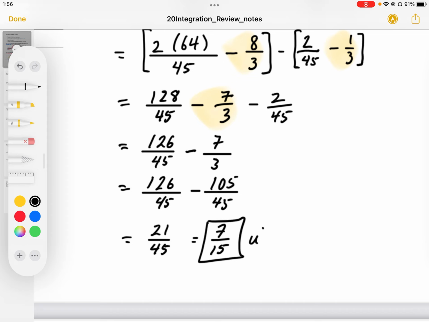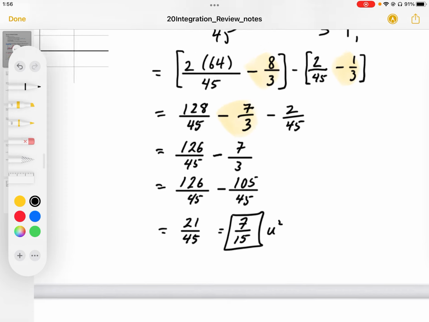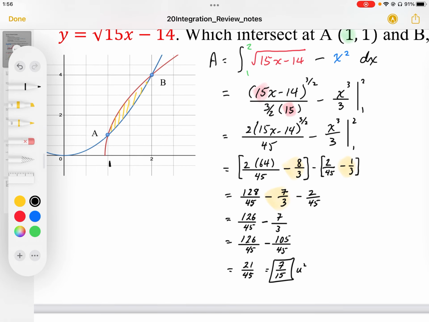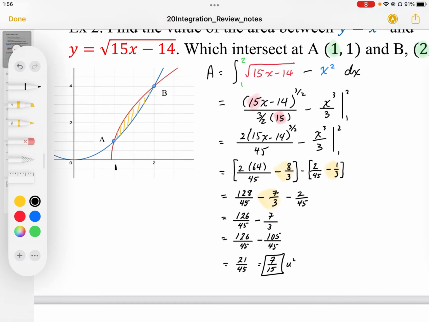So the area in between those two curves is 7 over 15 units cubed. Okay, so it's not a very big area there. And we've solved this by subtracting the upper bound minus lower bound and then integrating it with the boundaries.